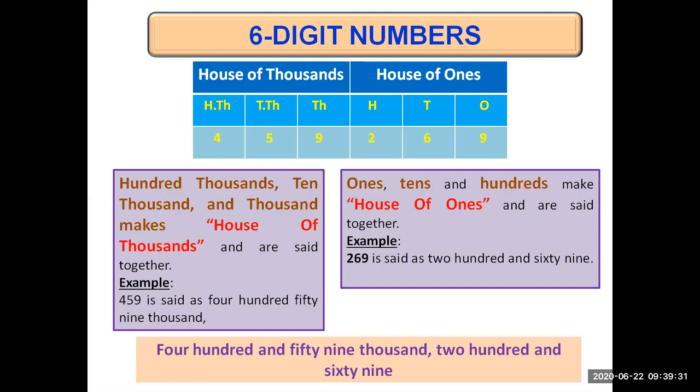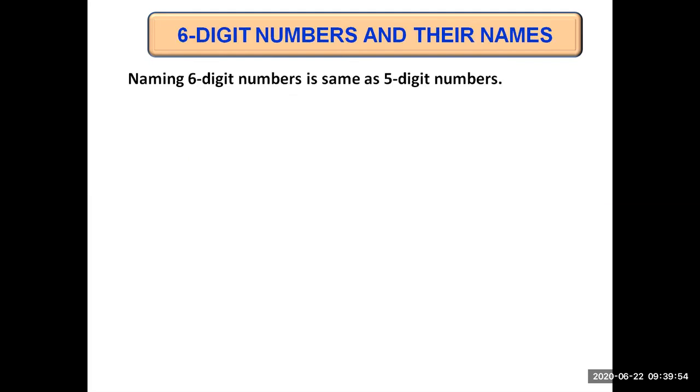Look carefully at the place values. Always write the place values at the top of the number to name it, because place values are very important in writing a number or a number name. Whether you want to write a number in figures or in words, if you know the place values, then you can name a number very easily. Naming a 6-digit number is the same as a 5-digit number. The difference is only that in the house of thousands, we now have an additional column called the hundred thousands.